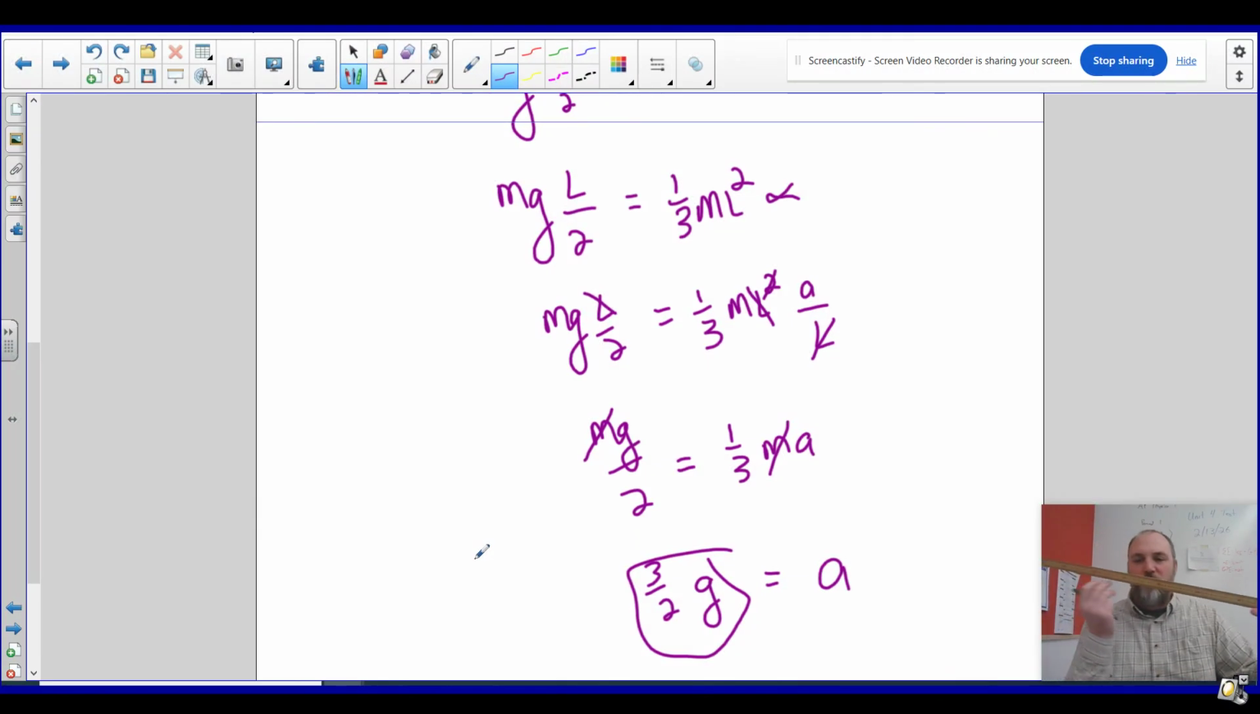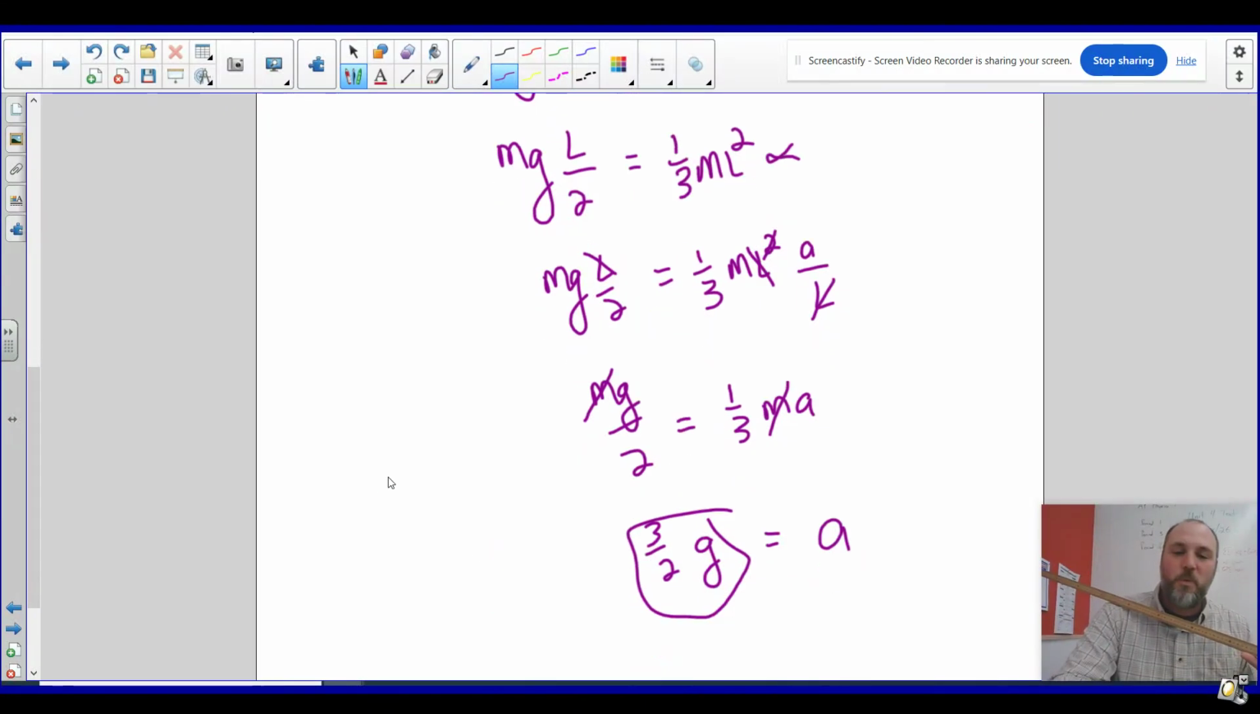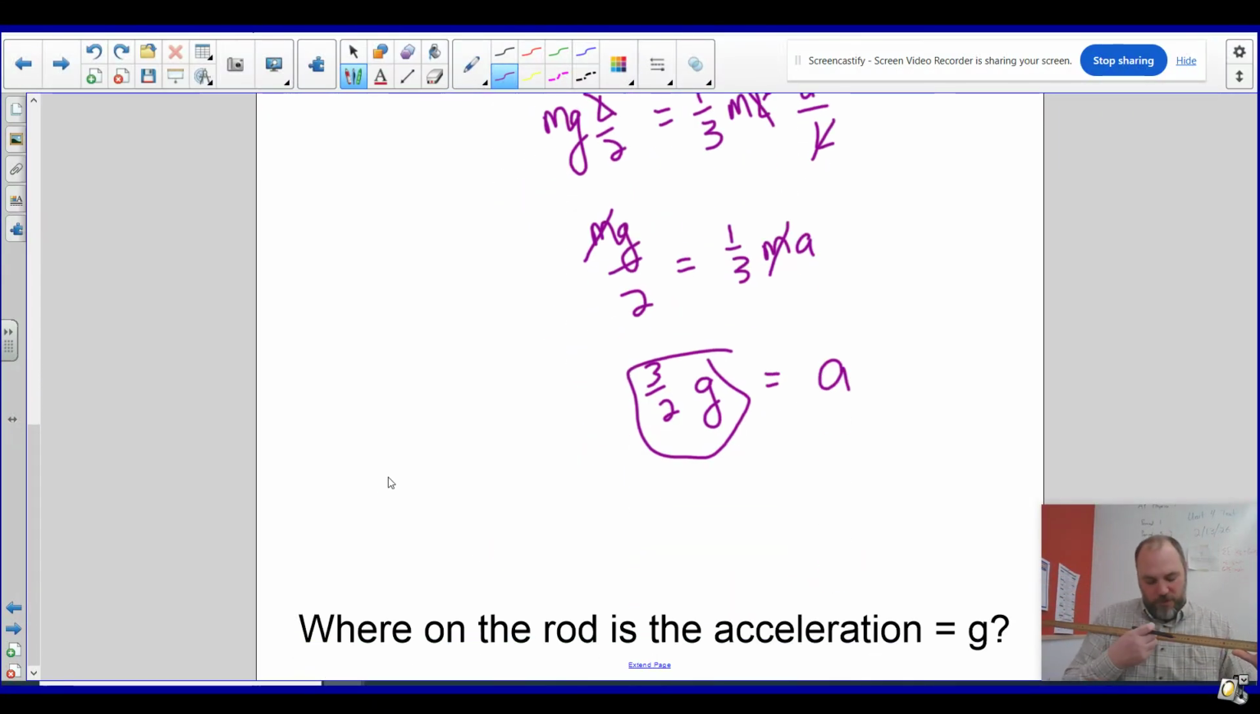Now, as you move down the meter stick towards the pivot, each point on the meter stick has the same angular acceleration, but as you get closer to the pivot, they would have smaller and smaller linear accelerations. So where on the meter stick do you think the acceleration is g? And I'll give you a hint. It's not right at the center of mass. So go ahead and try that one. Reach out to me and give me the answer that you come up with. But I want you to determine where on the meter stick the acceleration would be g.